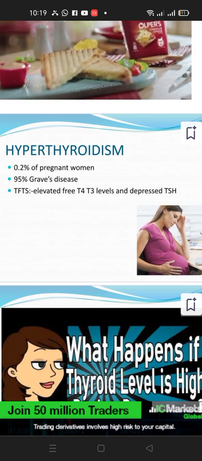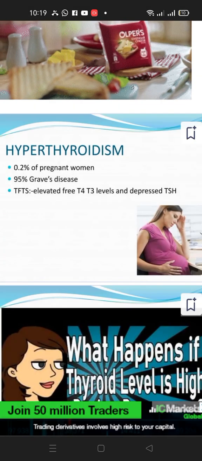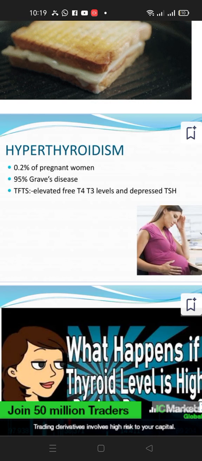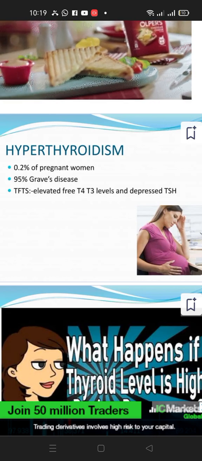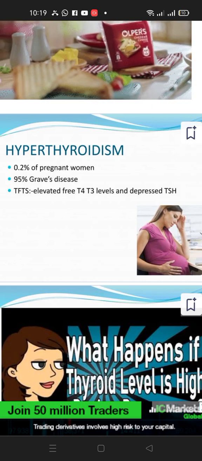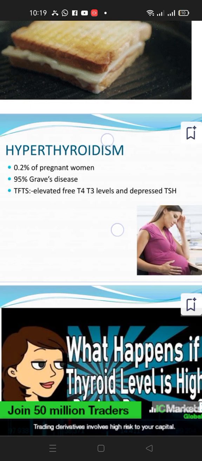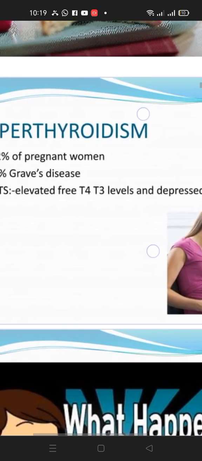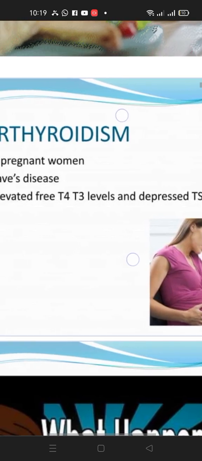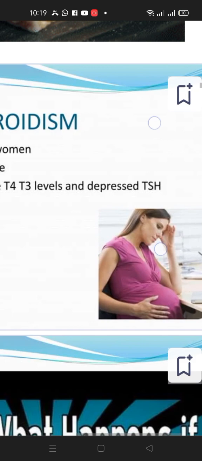Now, as I've told, hyperthyroidism is seen in about 0.2% of pregnant women, and in about 95% of the cases it is because of Graves' disease. So what happens in Graves' disease? Basically, the stimulatory antibodies are produced, and ultimately they stimulate the thyroid gland, and ultimately T3 and T4 levels are increased, and because of increased T3 and T4 there is a compensatory decrease in the level of thyroid stimulating hormone.